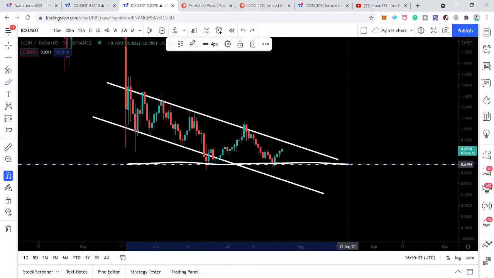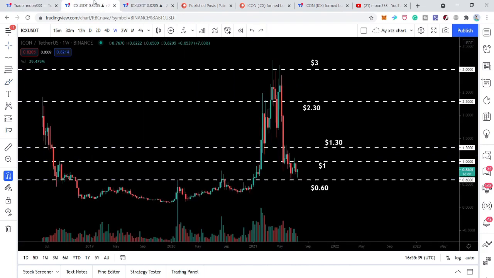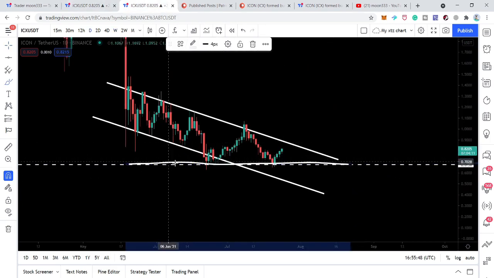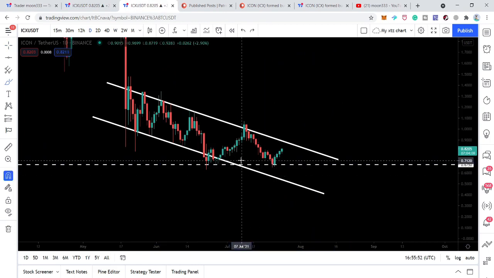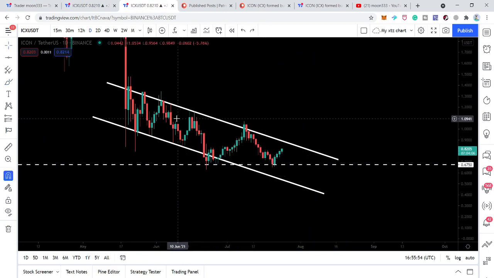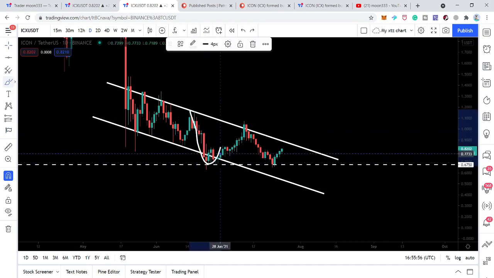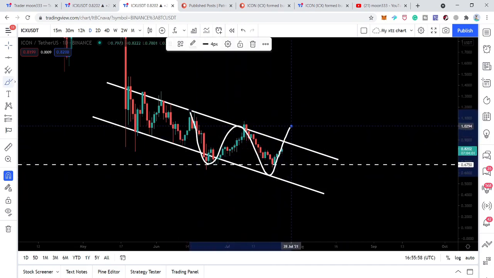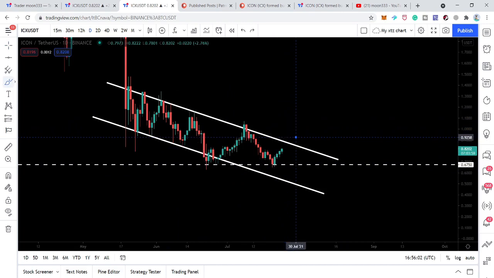You can see that this is another horizontal resistance the price action has recently found, because previously we have seen on the weekly time frame chart, we have this major support, sorry, not resistance, the support we have at 60 cents, and now here it has found another support at 67 cents on the daily time frame, and the price action is likely to form a double bottom from here, and after the double bottom it is possible that the price action will break out this resistance of the channel.